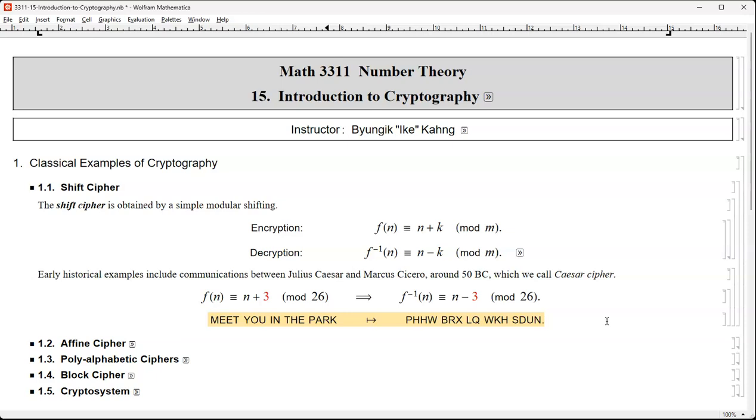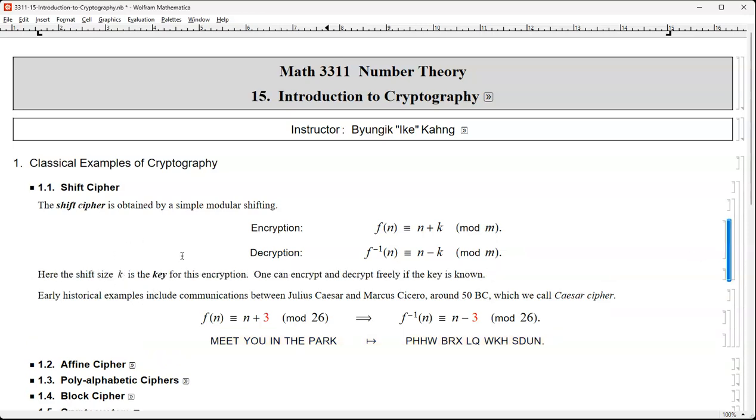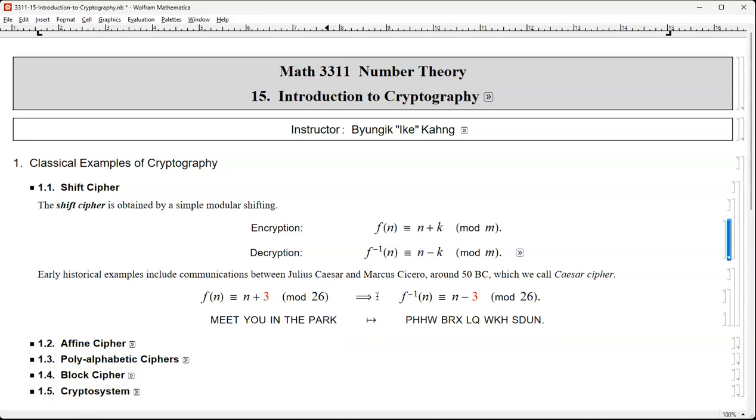This is an example of shift cipher. In general, it is, as you can see here, n plus k mod m, and then n minus k mod m. The original map that shuffles up the alphabet is encryption, and the inverse map is the decryption. So apply the inverse, then you get the encrypted message back into the original so that you can read. The encryption and decryption maps come with some parameters, which we call the key. In this case, k is the key value, and in this particular case, the k value is 3. So plus 3 and then minus 3.